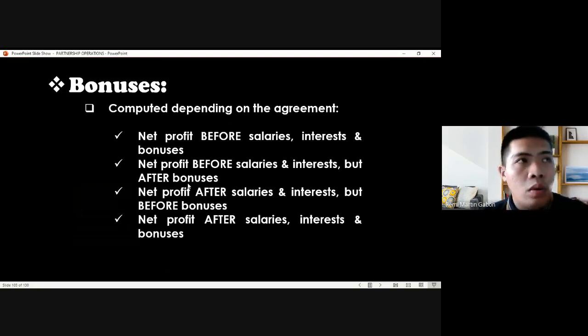Pwede daw yung bonus i-base sa profit before salaries, interest, and bonuses. Pwede naman net profit before salaries and interest only but after deducting bonus. Later, i-illustrate natin yan. Pwede namang net profit after salaries and interest but before bonus, or pwedeng net profit after salaries, interest, and bonuses. How are we going to do that? Problem solving.